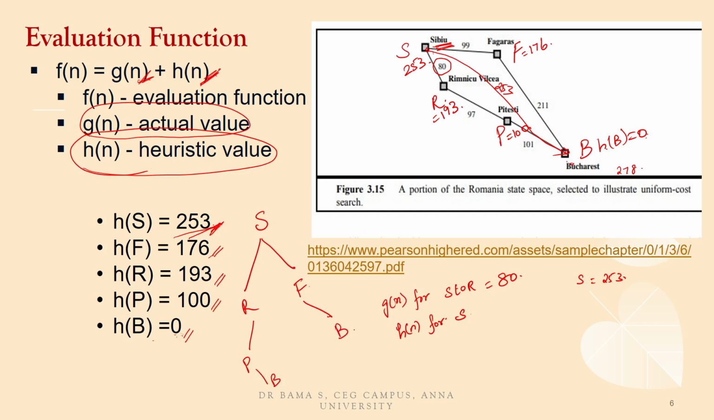And if you see, at S it is 253, from F it is 176. This is for the h of S value, and R it is 193, P it is 100, and B it is 0. Okay. And whereas the real cost was 80 and this. So, this is the difference between the heuristics and the actual cost.